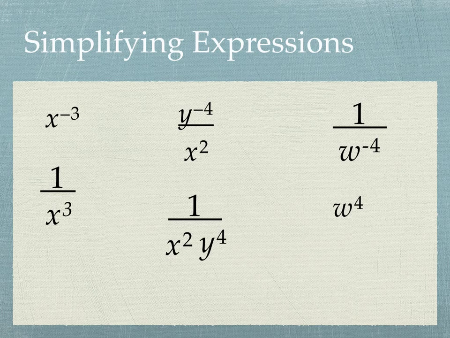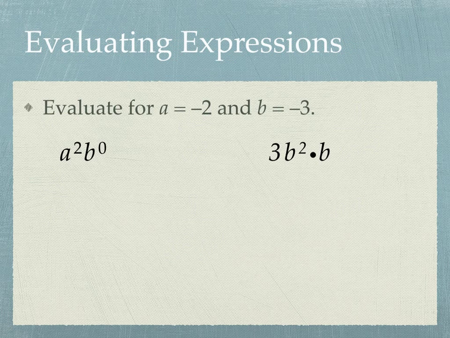So notice, to deal with negative exponents, to make them positive, you change the place in the fraction. If it was in the numerator, move it down to the denominator, and vice versa. Let's evaluate some expressions given a is negative 2 and b is negative 3. So we'll substitute negative 2 in place of a and negative 3 in place of b. Now, a negative times a negative is a positive 4. Any number to the 0 power is 1. So this simplifies to 4.